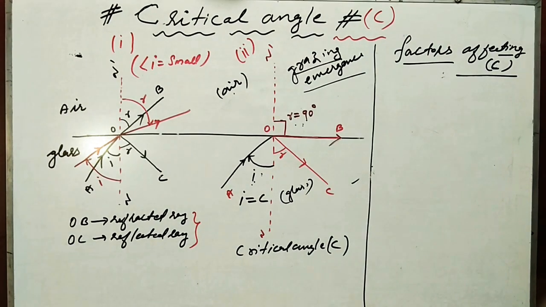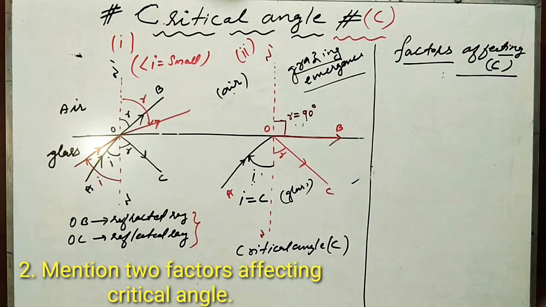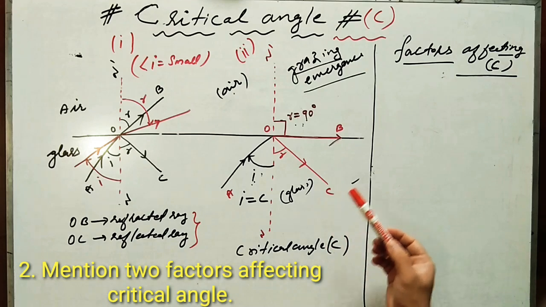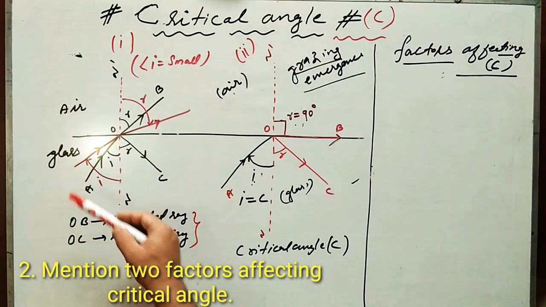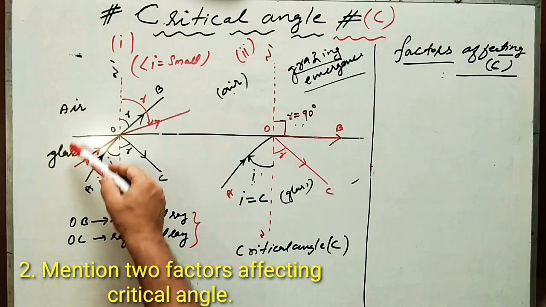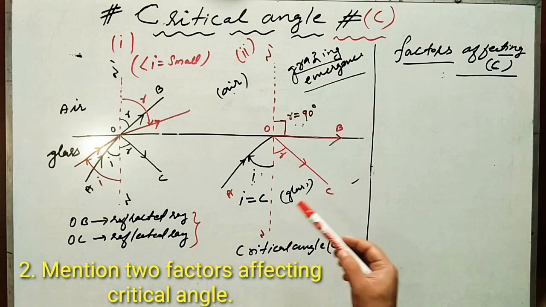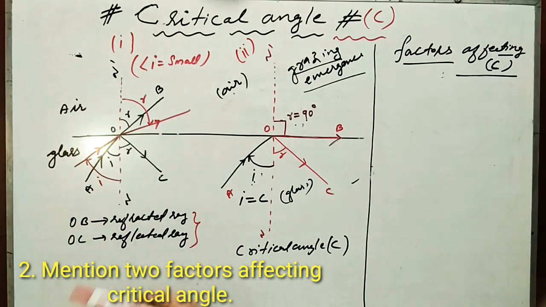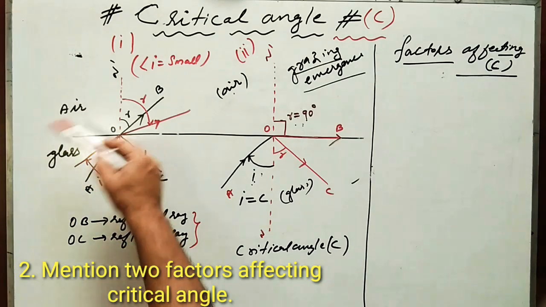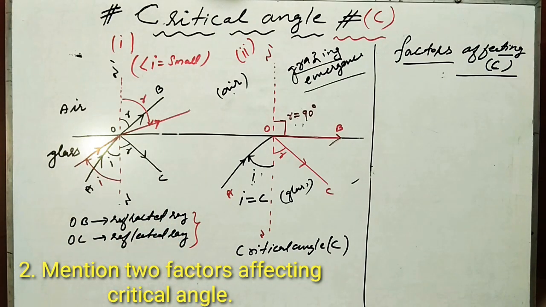Now let's see what are the factors affecting the value of critical angle. Definitely, the value of critical angle for a given pair of media depends on the refractive indices of the given pair of media. In our case, what is the given pair of media? Glass and air. So remember, the refraction is taking place from denser medium to rarer medium.